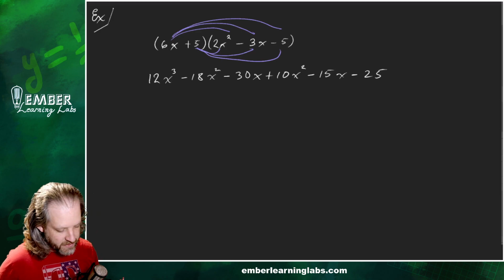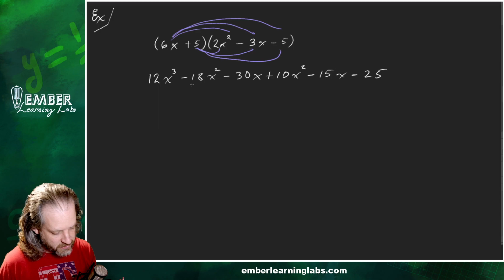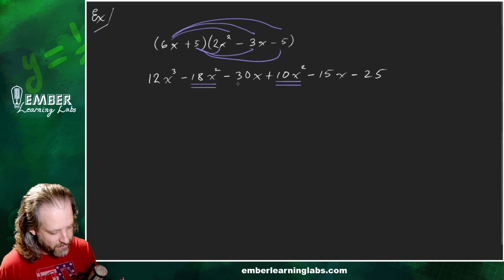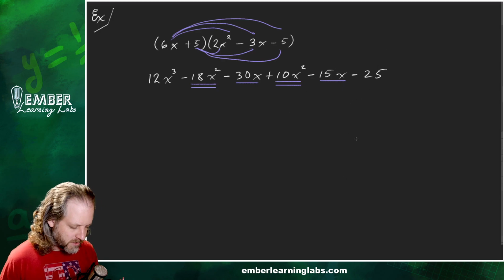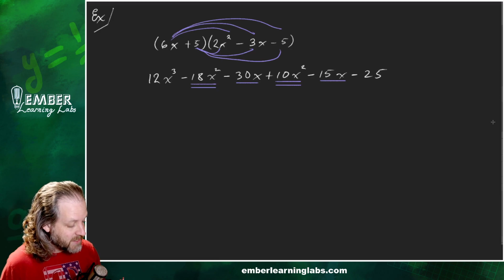Easy peasy. Are there like terms? Let's see. There's no other x cubed to go with that one, but there are 2 x squared terms. So this one and that one. This one goes with this one, right? Those two go together. This one doesn't have any friends. Poor little sadness, right? Remember to write your answer in descending order.